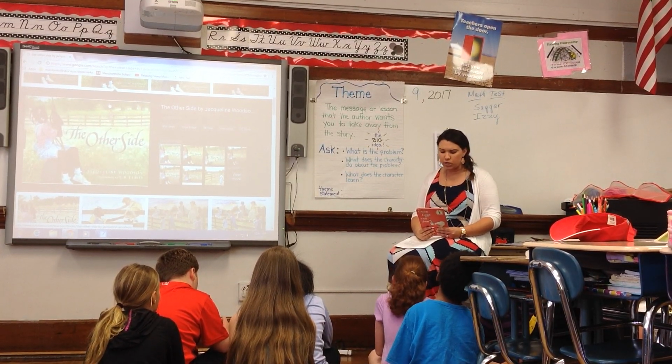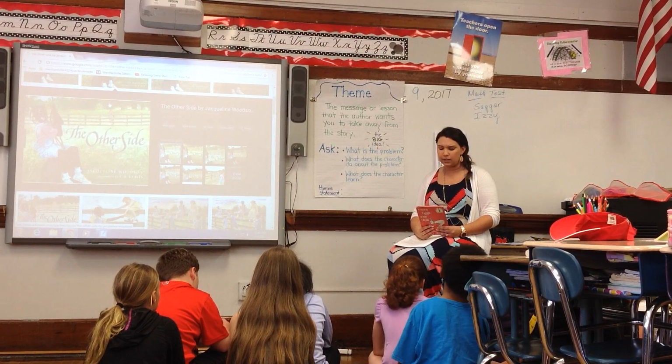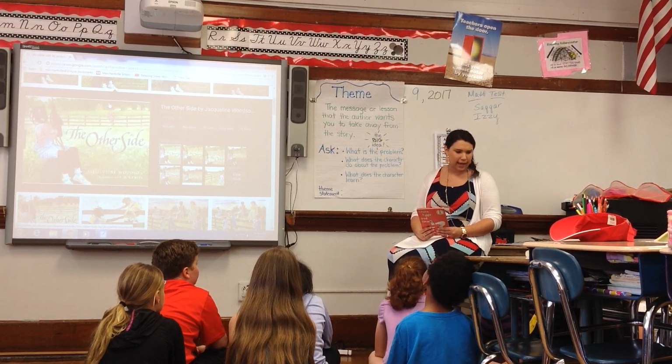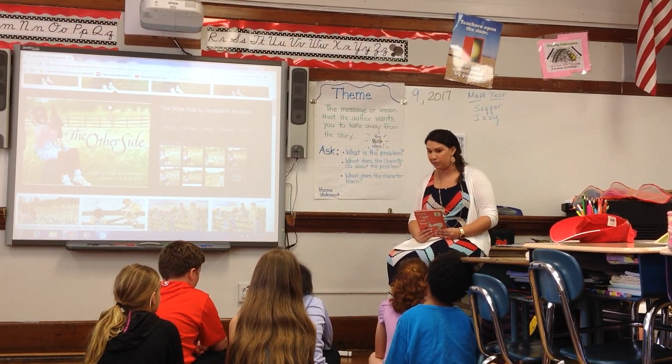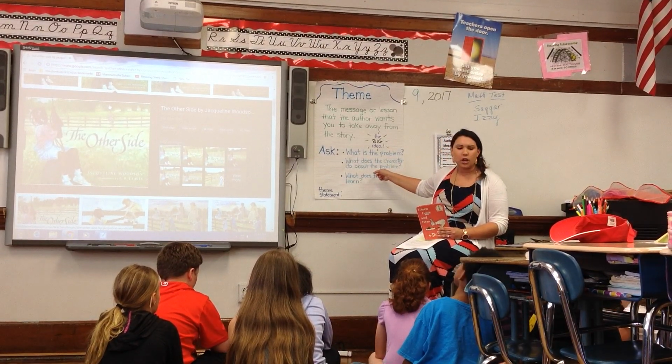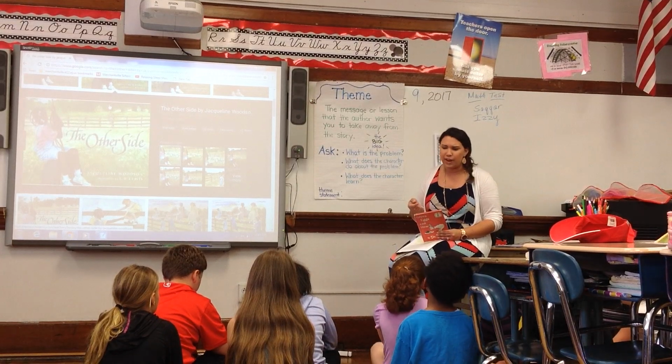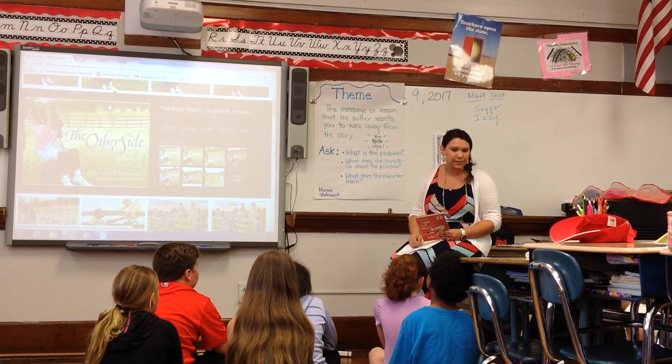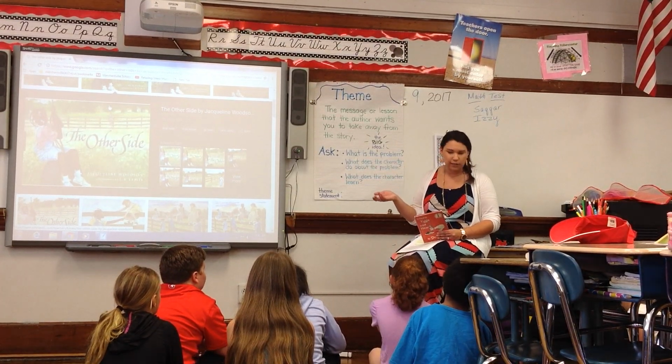What does the character do about the problem? Well, I know in the story that he tries to get Sam to go away and stop bothering him because he really doesn't want to try the green eggs and ham. But I know he tries to solve the problem because he finally says, fine, I'll try green eggs and ham, because he wants his friend to leave him alone, right?